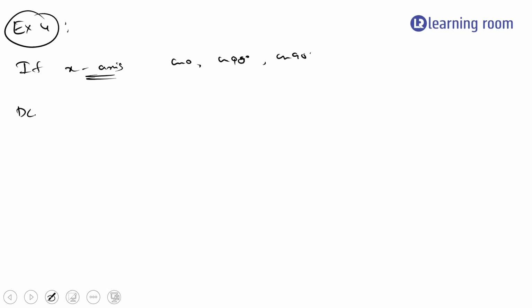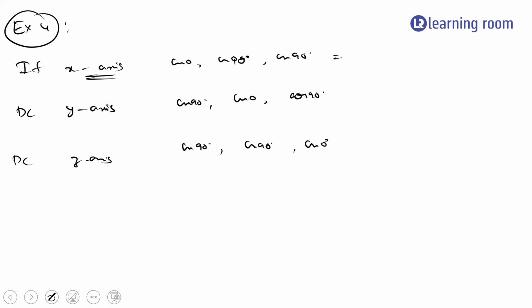I'm not writing the direction. So DC for y-axis will be cos 90, cos 0, and cos 90. And DC for z-axis will be cos 90, cos 90, cos 0. So what will be the numbers? 1, 0, 0 or 0, 1, 0 or 0, 0, 1.